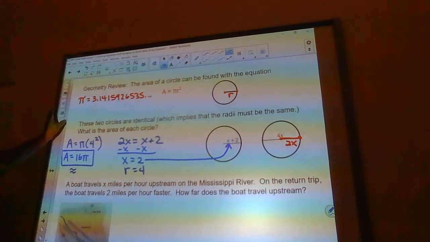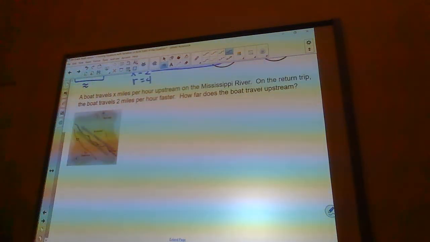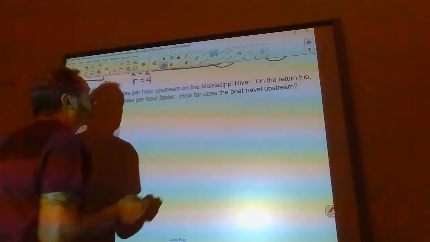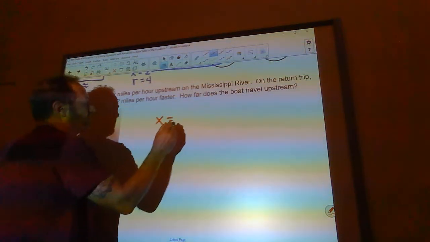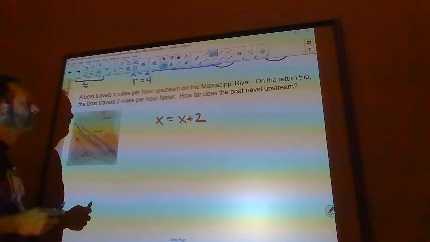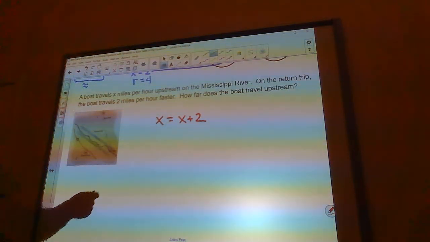Next. A boat travels X miles per hour upstream on the Mississippi River. And on the return, the boat travels 2 miles an hour faster. How far does the boat travel upstream? Okay, so it went the same distance no matter what, right? So what that's saying is that it went X on one trip, it went X plus 2 on the other. Okay. Actually, that's not true.